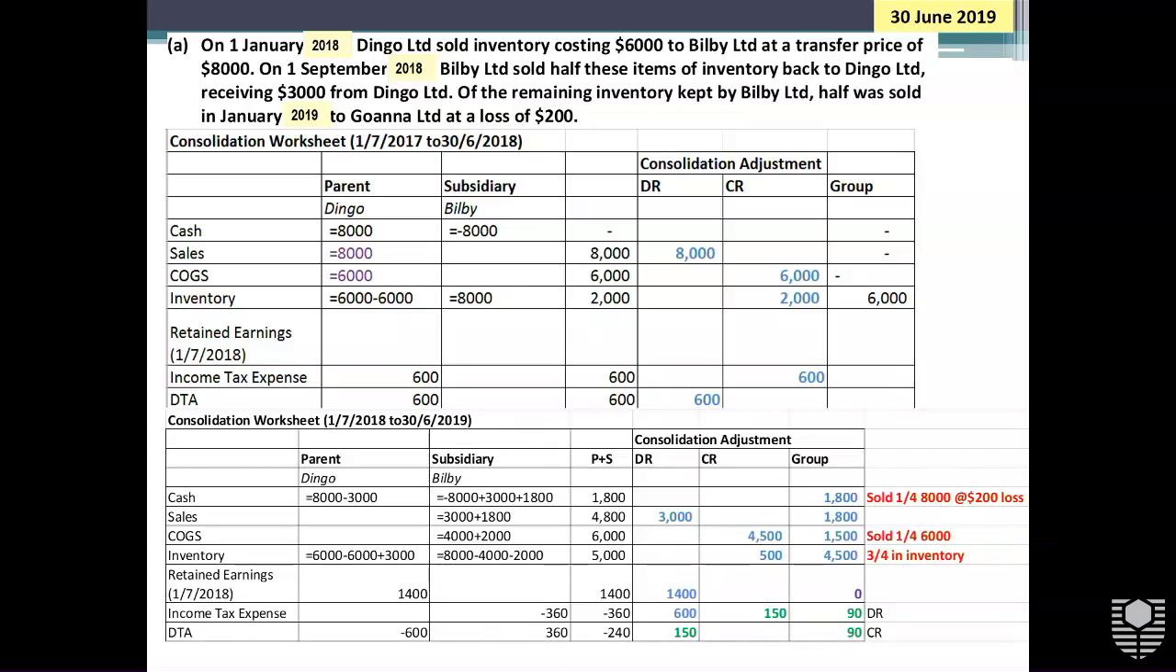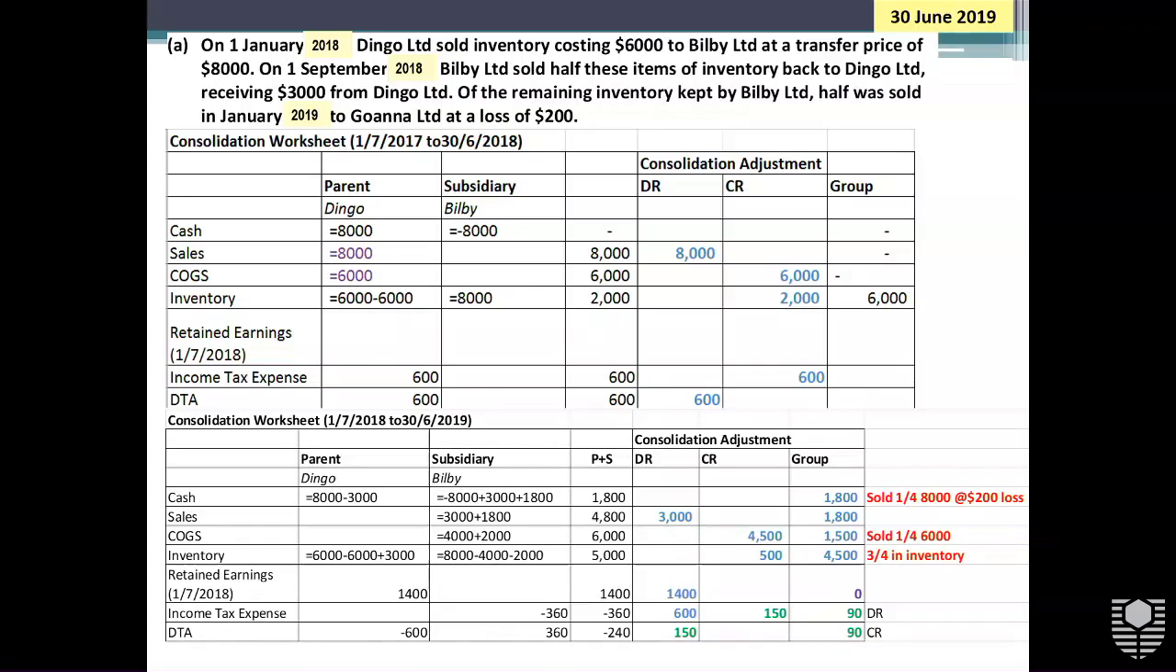We're going to have to debit it by 3,000. Our cost of goods sold is currently in there at 6,000. We need to make that 1,500. We're going to have to adjust that by 4,500. And our inventory, we've got 5,000 in there. We need it to be 4,500. We're going to adjust it by 500.